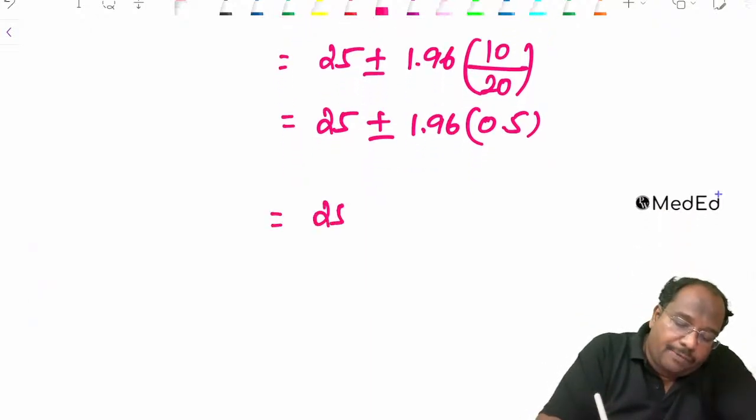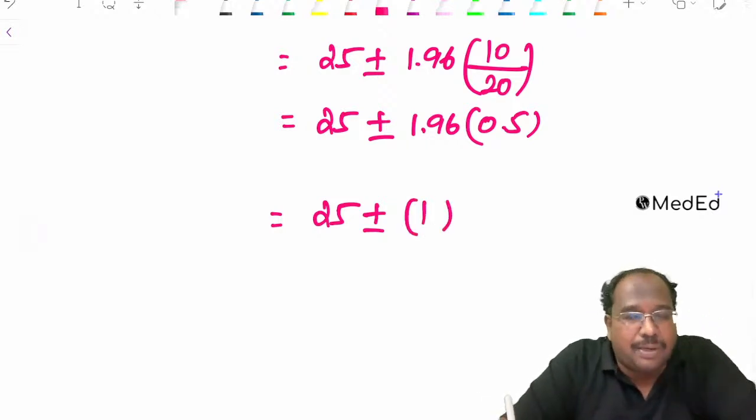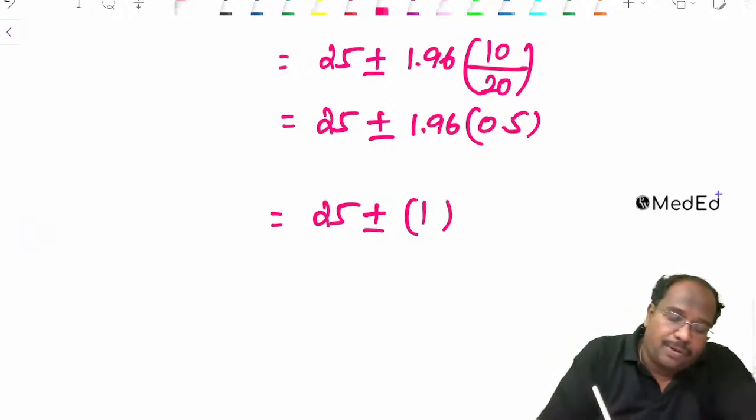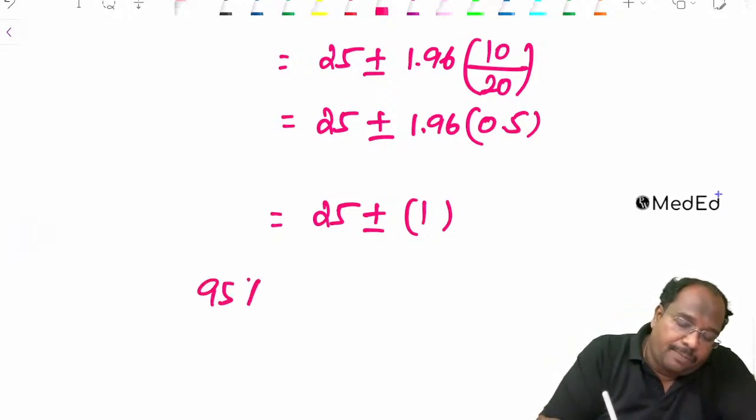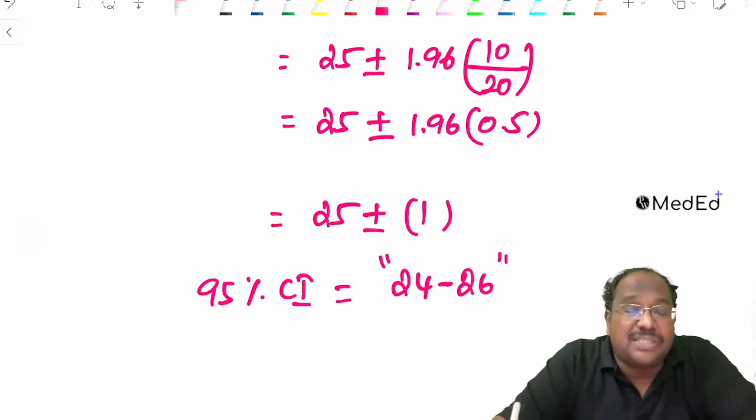Okay, 25 plus or minus how much? Roughly 1. 1.96 multiplied by 0.5 is roughly 1. So the 95% confidence interval is 24 to 26. So I can say that within this range, 95% of the times the population's original value will fall.